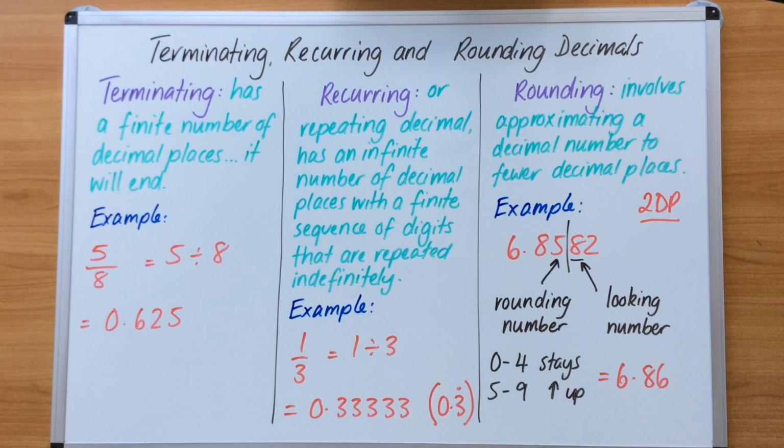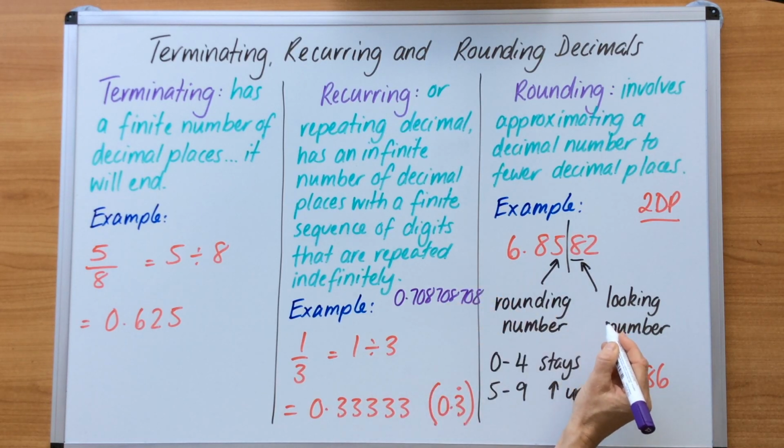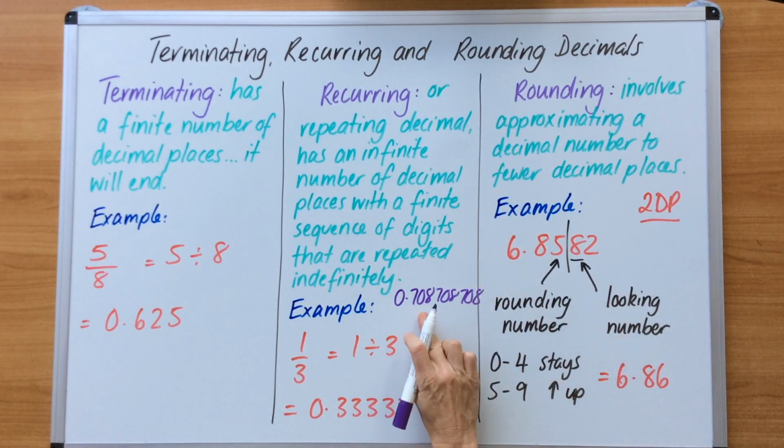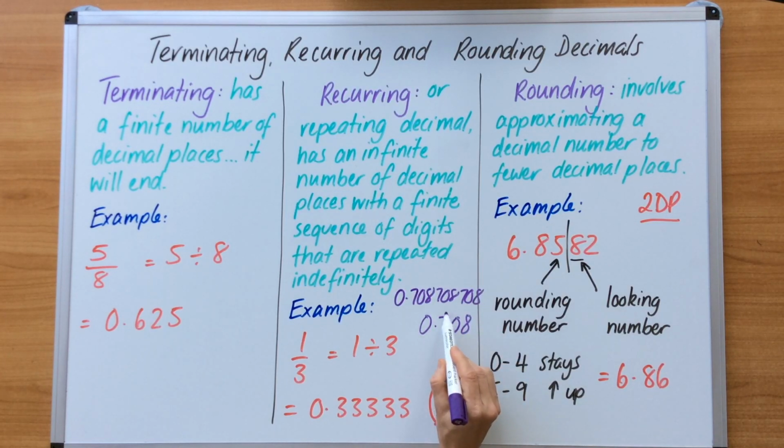The same thing goes for another example. If you have a decimal that's 0.708708 and it continues to go and never stops, but it has this finite pattern of 708, 708, 708, we write 0.708, which is the pattern, and we put a dot on the beginning and a dot on the end of that pattern.